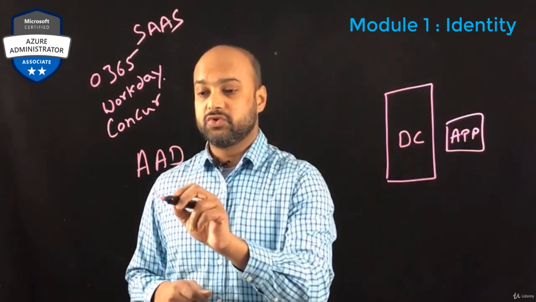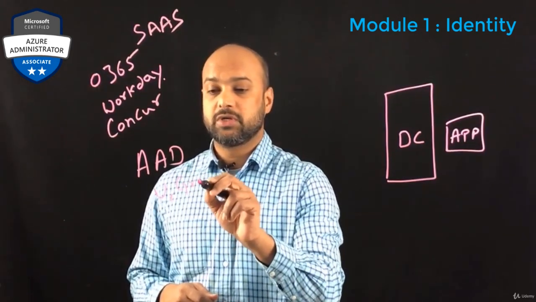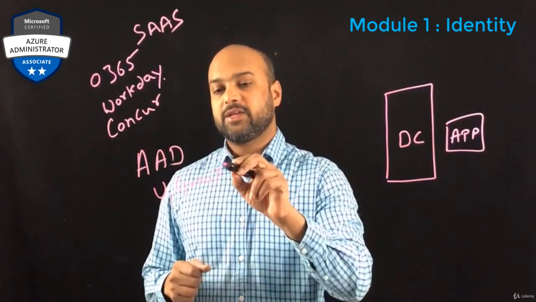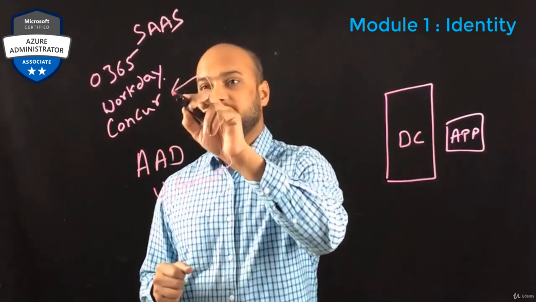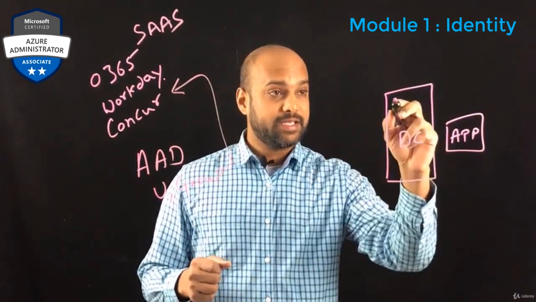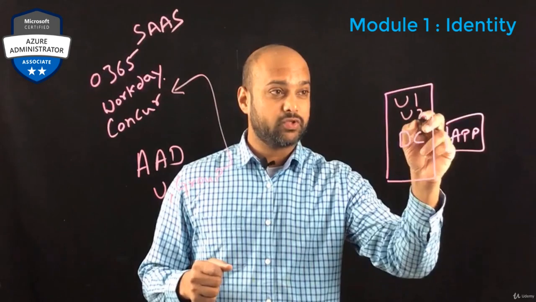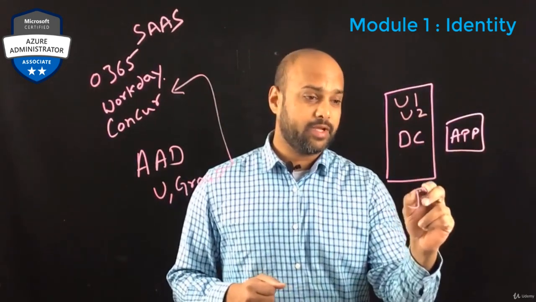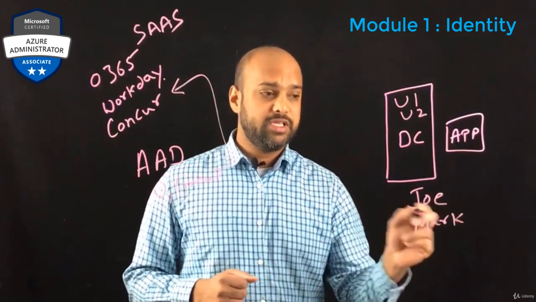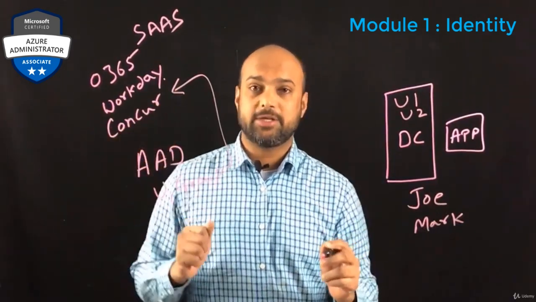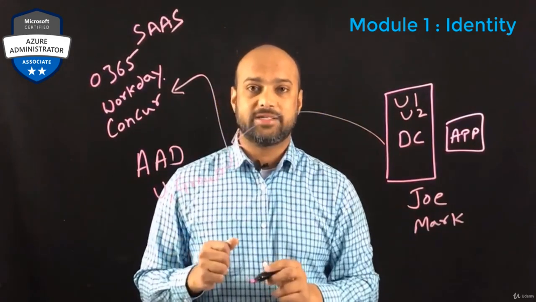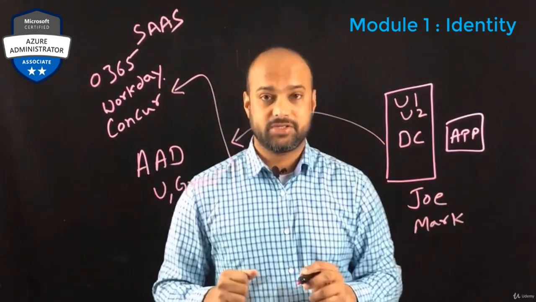Now we will have users and groups created in Azure Active Directory, and then you can allow them to access these applications. Or you can have the existing set of identities. Let's call them user 1, user 2, or rather give them real names, let's say Joe or Mark, right? You want these users to log into cloud-based applications. Then you need to have some kind of synchronization method for these users to access their applications.